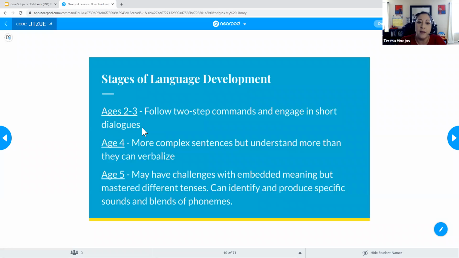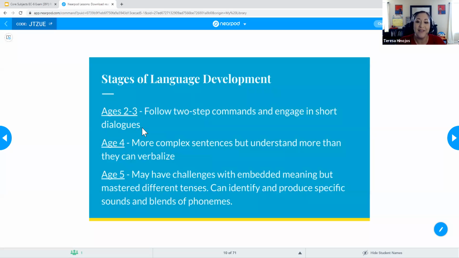By age 4, they're going to be able to do more complex sentences, but they're still going to have difficulty verbalizing. So they're going to understand a lot more. You hear about the terrible twos and all that, and a lot of it has to do with the fact that they just can't get out what they're trying to say. So at age 4, they're still having those issues with getting out what they're trying to say.